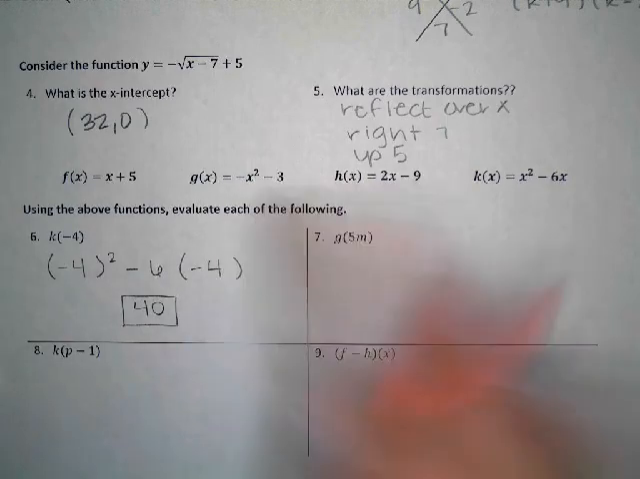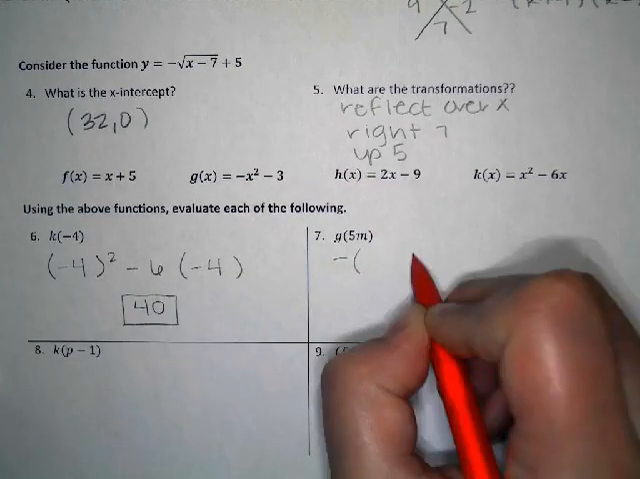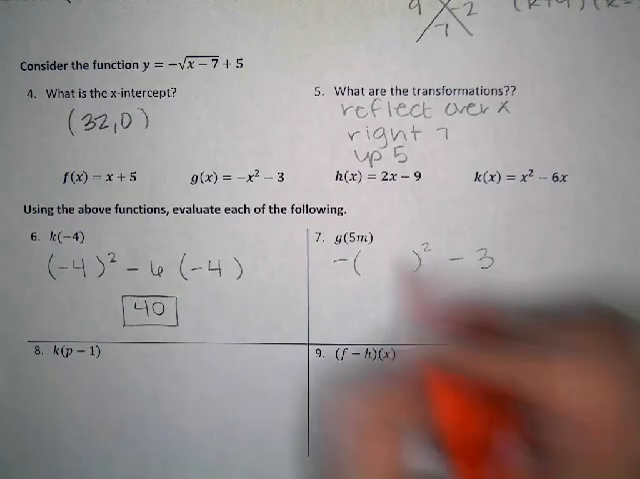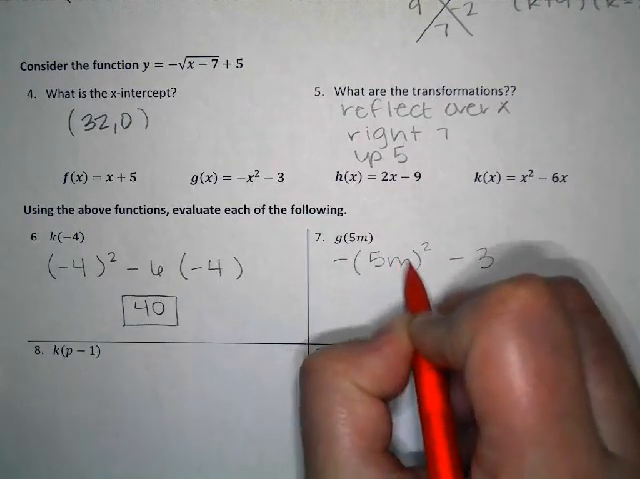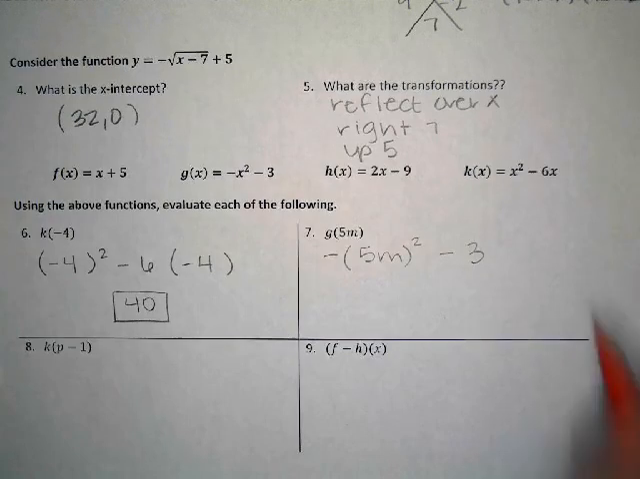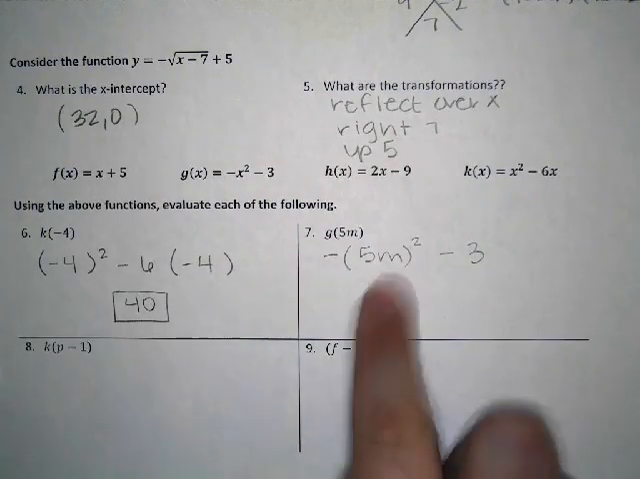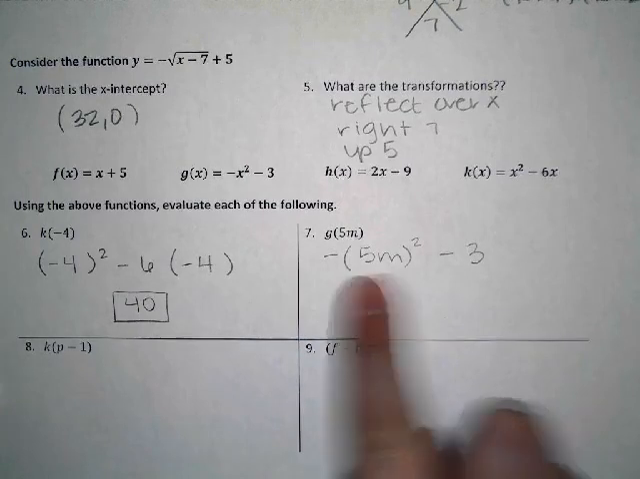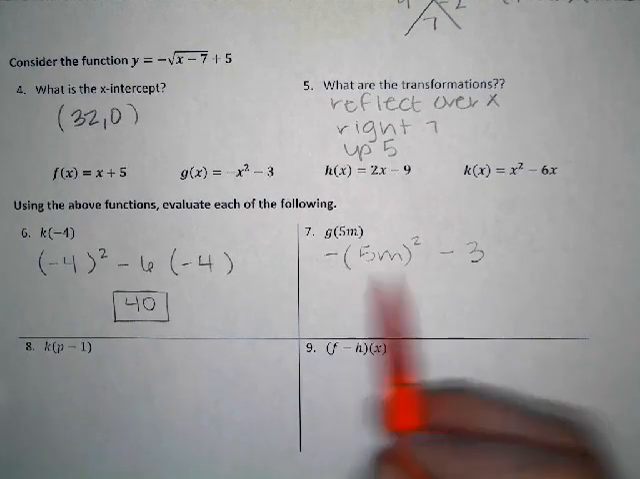Okay, so we're going to take g, so negative, take the x out, squared, and then minus 3, stick the 5m in for the x. Can I use a calculator on this one? No, not if you want to get the right answer. The calculator will give you something, it'll just be wrong. You should not get just a number for this. You should get more than that. So what do we do?